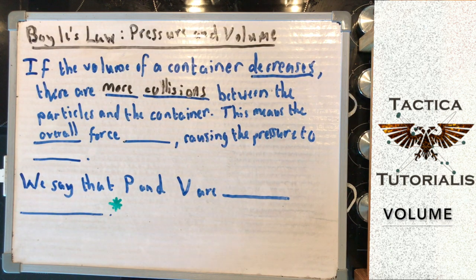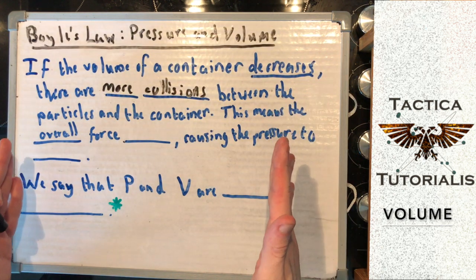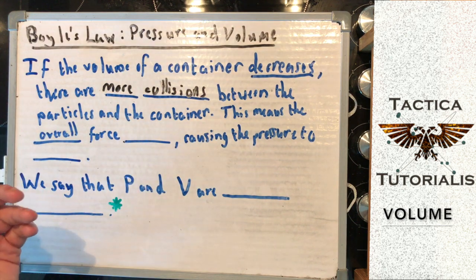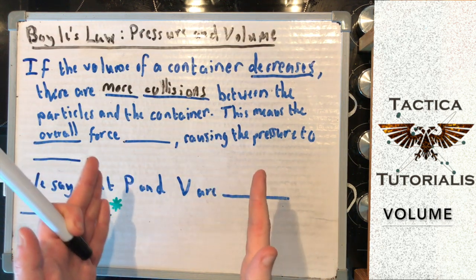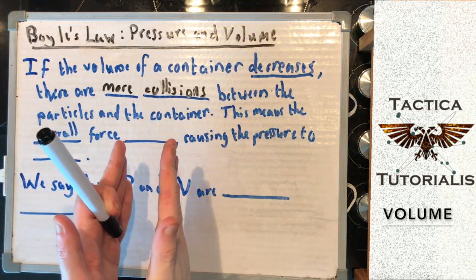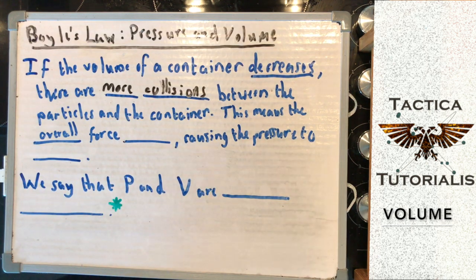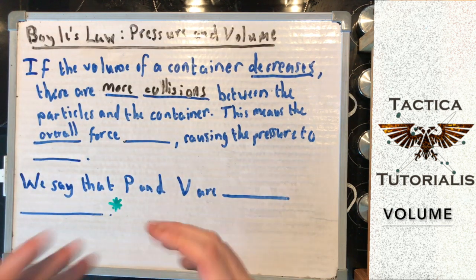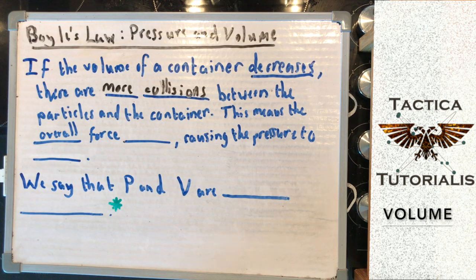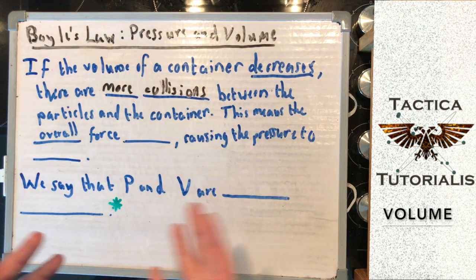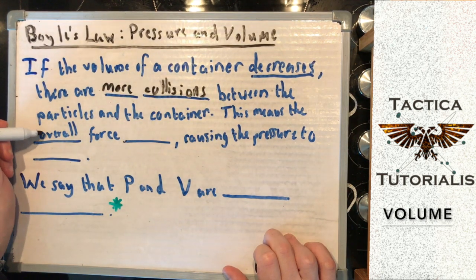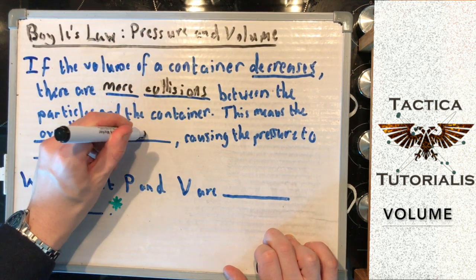So to use a sporting analogy, imagine playing a game of football where you had 11 a side on half a pitch. Or maybe, for example, Formula One, where all the cars could only use the left-hand half of the track. You are packed into a smaller space, and that means there's going to be more collisions between you. They're going to be banging into each other and banging off the walls a lot more. However, they're not moving any faster. So the force of a single collision is the same, but the overall force will increase.